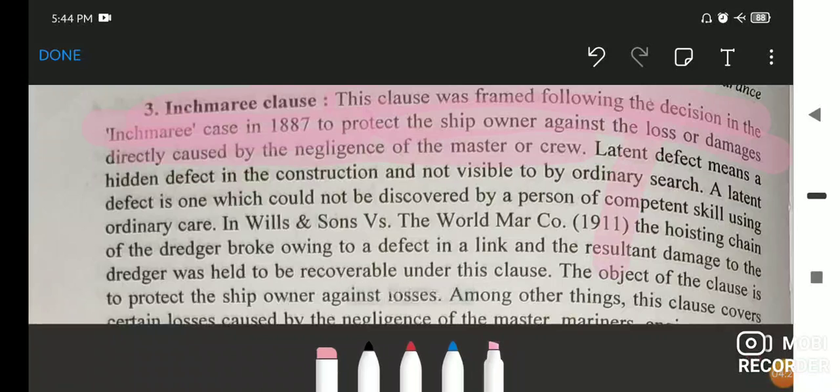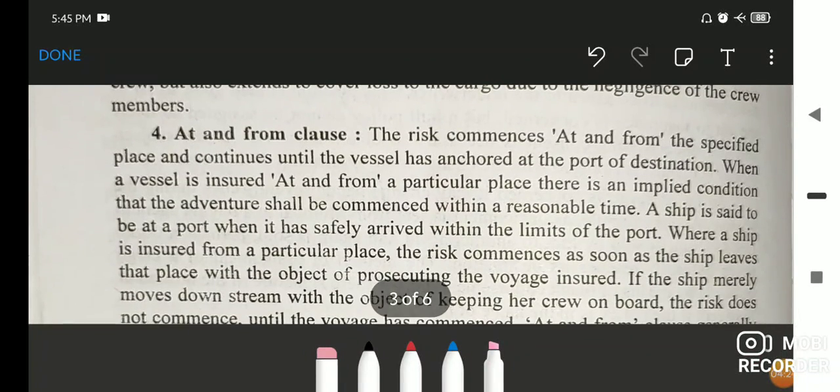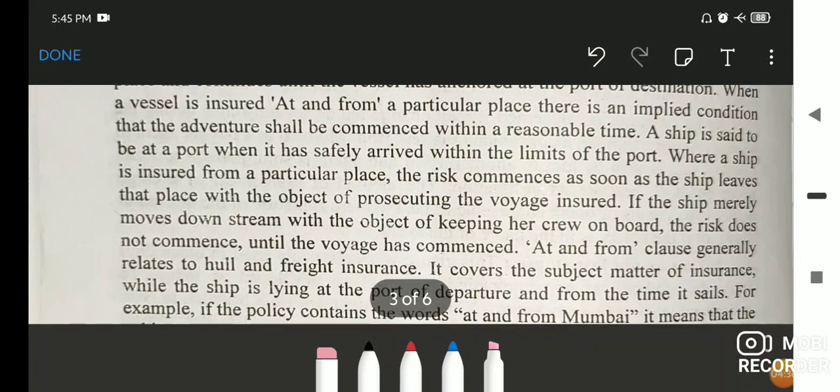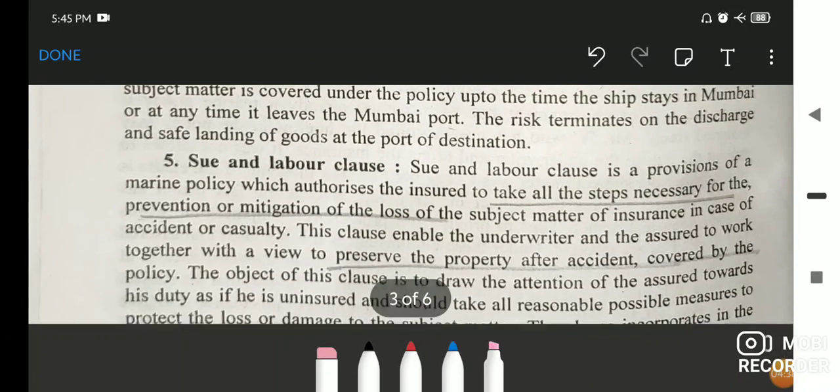Next we have the at and from clause. That means the place from which the voyage will be starting and the place where the voyage will be ending. So for the entire journey the ship will be protected, the goods will be protected.